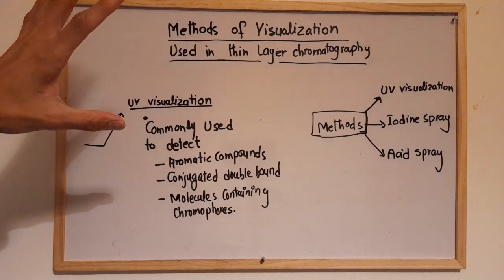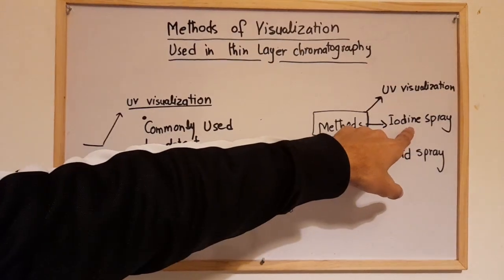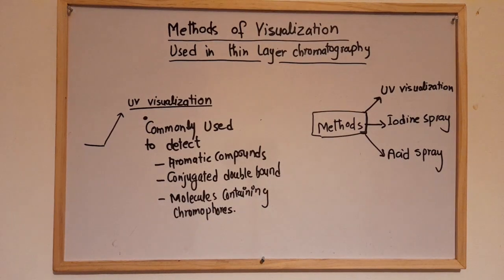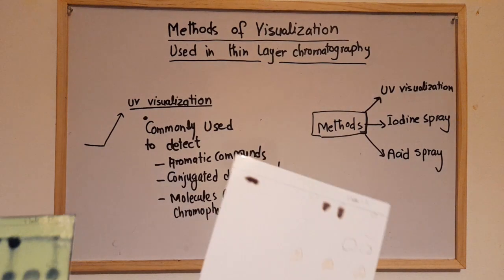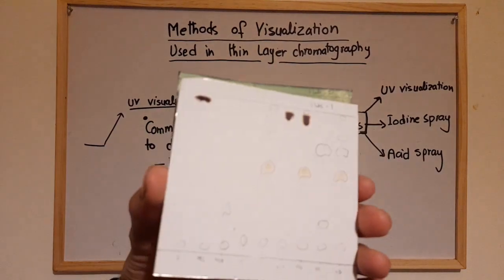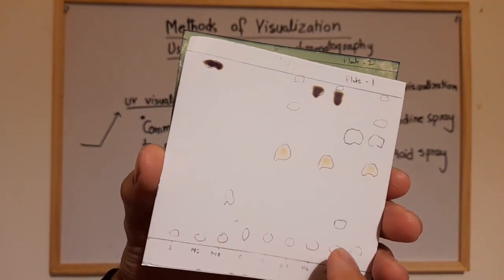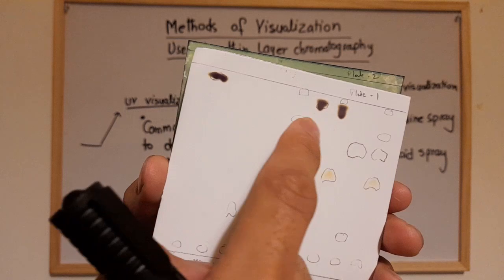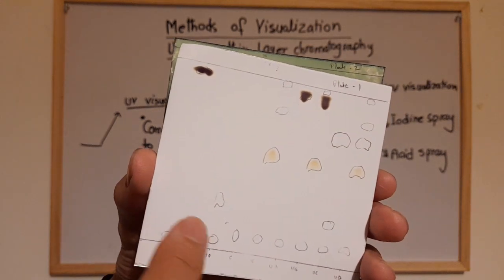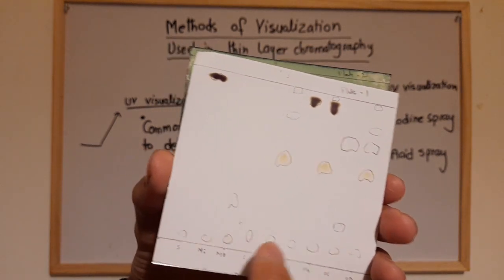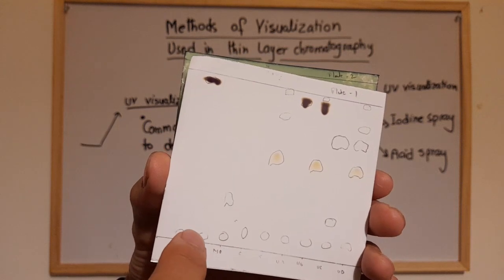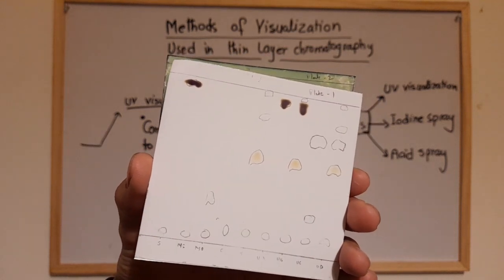So the alternative method that we can use is iodine spray. So iodine spray is basically this. You can see that these spots that I have marked with the lead pencil appeared under the UV when we used the UV spectrophotometer. These spots appear, and they are only visible when you use the UV spectrophotometer.